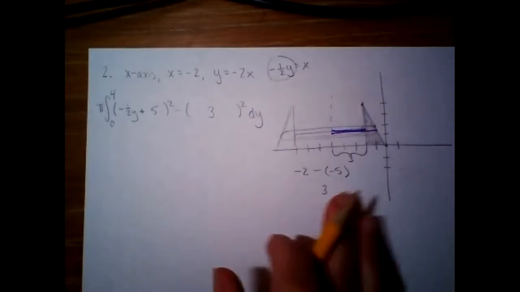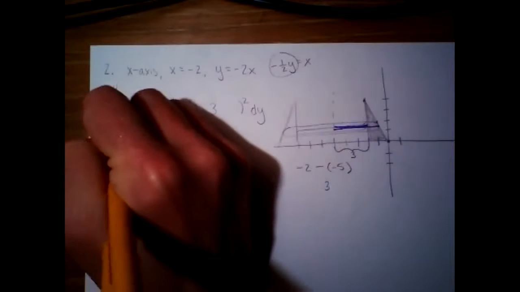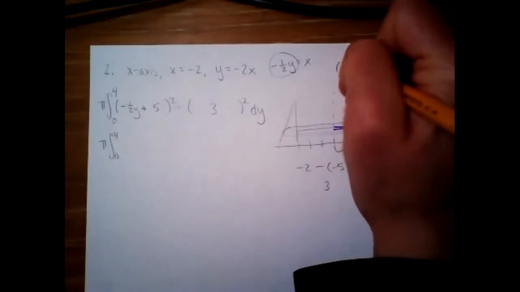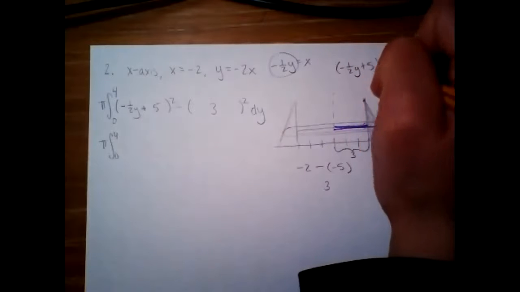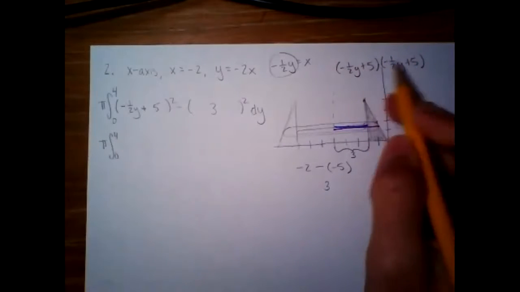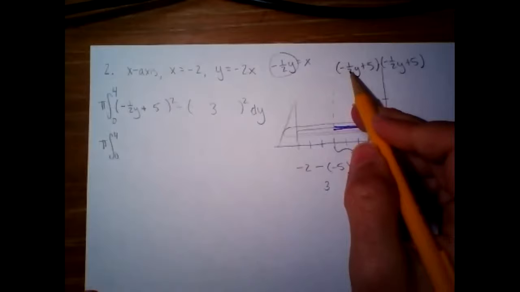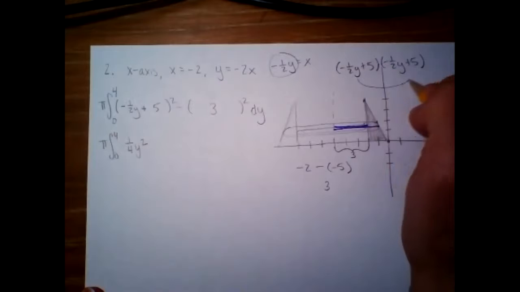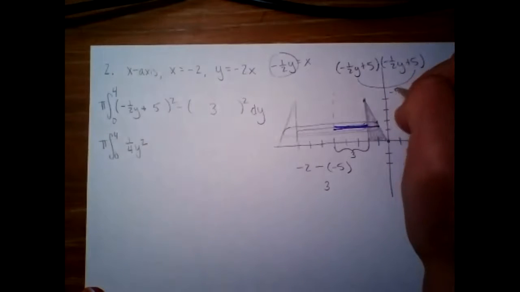Now this one you did have to work out by hand. So we're going to have to multiply out this first part. If you want to write that twice off to the side, -1/2 y plus 5, -1/2 y plus 5. We're going to distribute all of that to each other. So that will give us +1/4 y squared. The outsides give you -5/2 y.